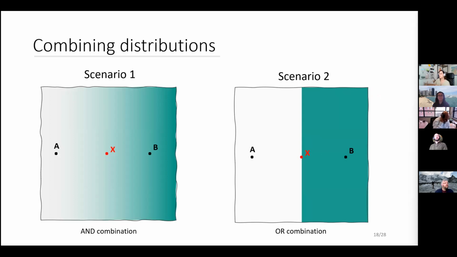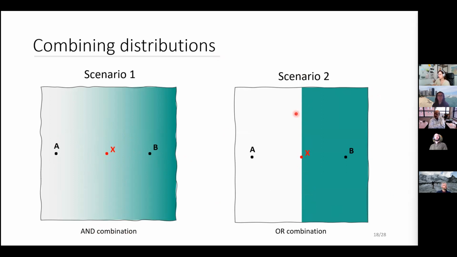Here, for a more intuitive interpretation of the meaning of these aggregation methods, for example, if we have observations A and B in a continuous field, and we want to estimate the target X between them, we could expect that the value of X would be somewhere between A and B, and this can be achieved by the AND combination or by multiplying probabilities.